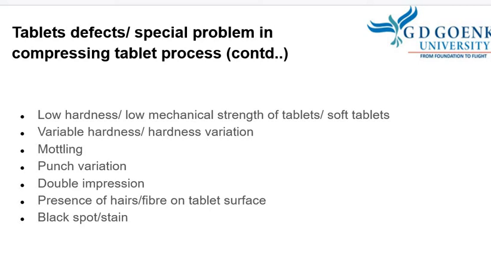Punch variation, there are certain cases wherein punch to punch variation is there. Double impression, here also this is a punch defect. Black spot stain or presence of hair and fiber on the tablet surface, this could be either due to personnel interference, from the manufacturing personnel who are present, or it could be due to the excipient. Abrasive substances are present in the blend. For example, if dibasic calcium phosphate is present, abrasion along with the mechanical parts will produce black particles or specks.